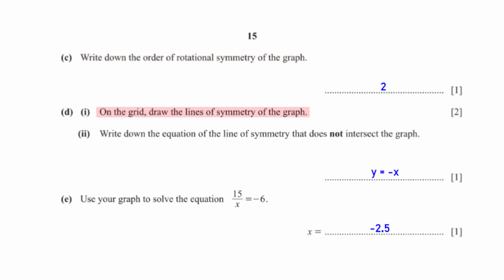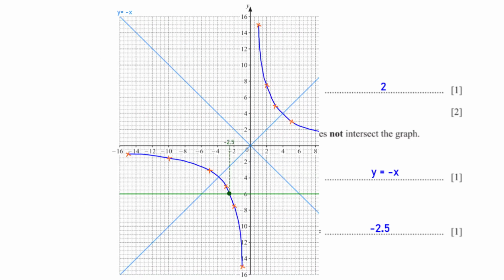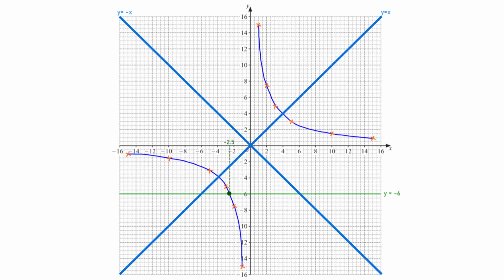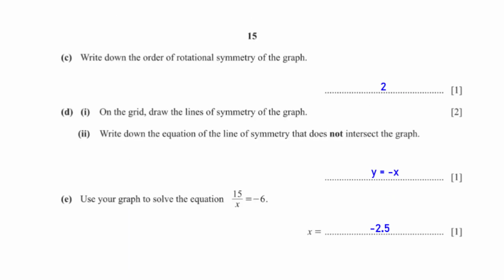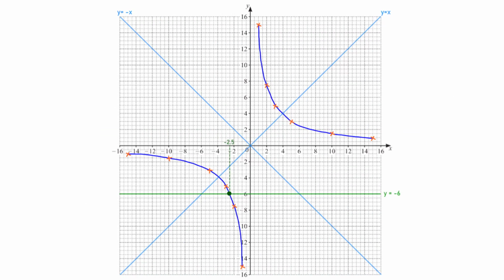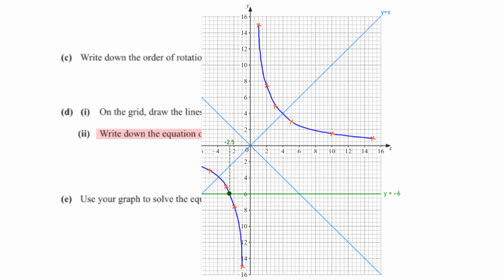On the grid, draw the lines of symmetry of the graph. The line of symmetry of the graph is a line that cuts the graph into two mirror halves. This graph has two lines of symmetry. Write down the equation of the line of symmetry that does not intersect the graph. On the grid, we see that out of the two lines of symmetry, the one that does not intersect the graph is y equals -x.